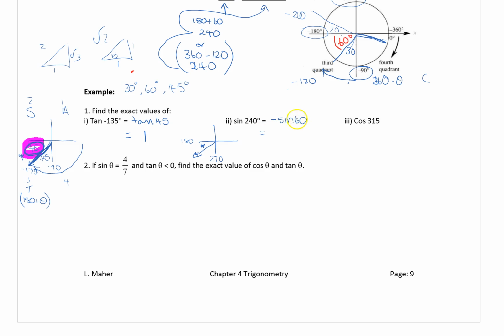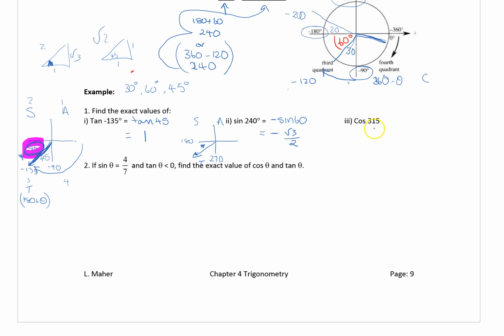Now, we're expecting that because the instruction at the beginning of the question was exact. Sine of 60, go to your little triangle. 60 degrees is here, and the sine is root 3 on 2. It must be negative because in the third quadrant, sine is always negative. Remember, all stations to central. The only one that's positive is tan.